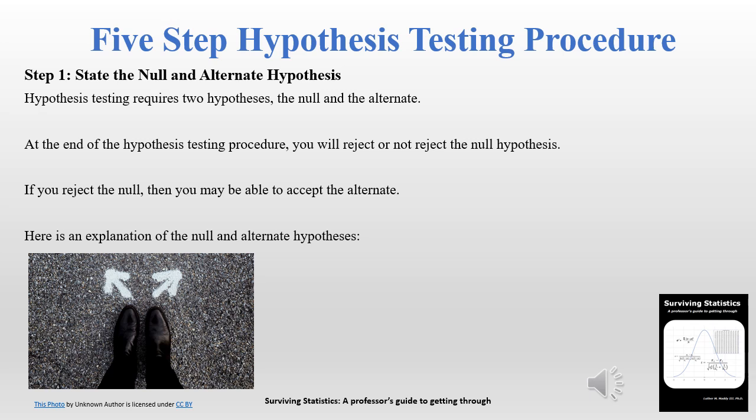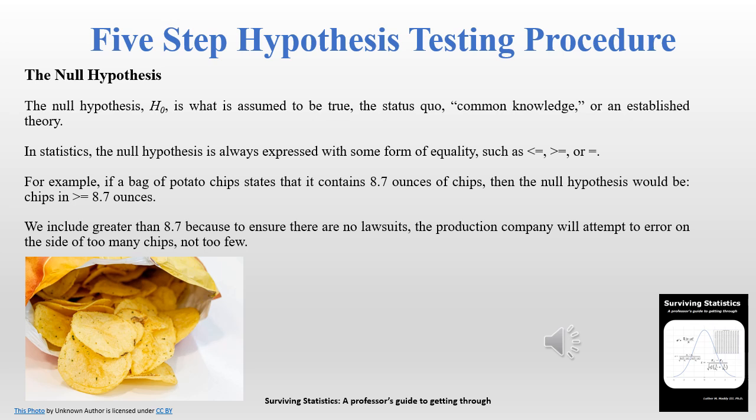So here's an explanation that'll hopefully make these make a little bit better sense. The null hypothesis is essentially the opposite of what we're really trying to discover in our research. So it's what we assume to be true, or it's the status quo, or it's common knowledge, or an established theory that we're trying to prove or disprove. The null hypothesis is always expressed in some form of equality, such as less than or equal to, greater than or equal to, or equal to.